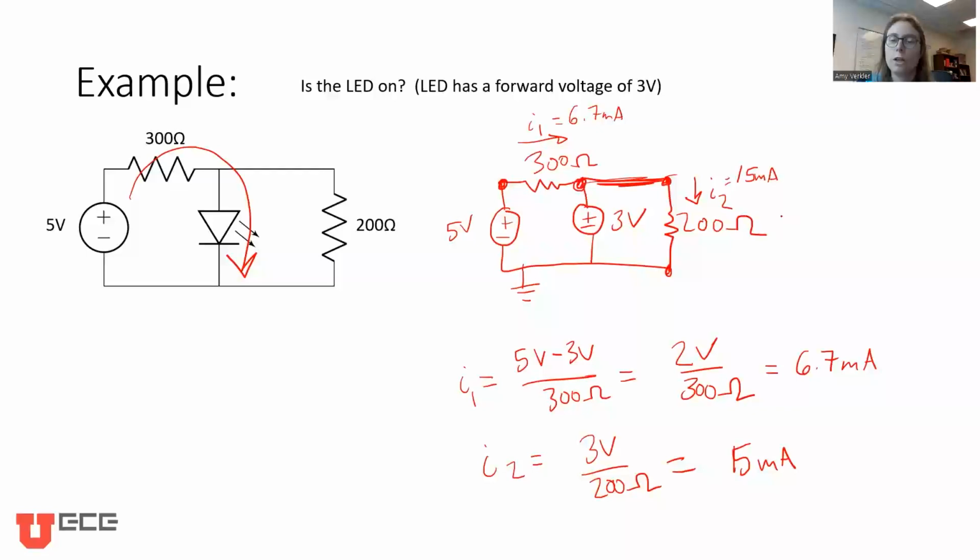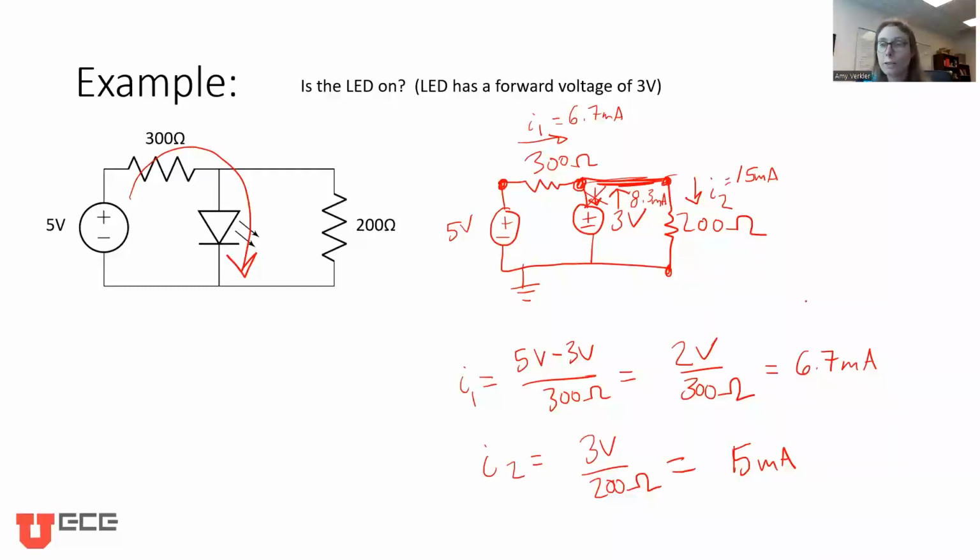Okay, so using KCL, what does this current here have to be? Well, we actually have more current flowing out of the node right now. Here, 15 milliamps versus 6.7 in. So actually, this is pointing the wrong direction. It's going to be pointing this direction and be equal to 8.3 milliamps. Oops.